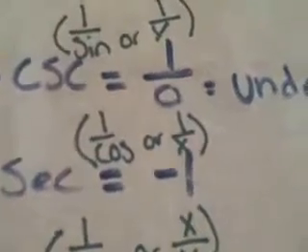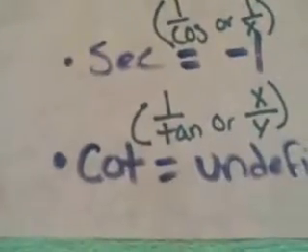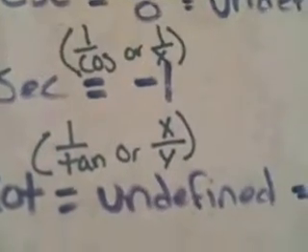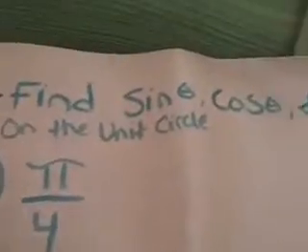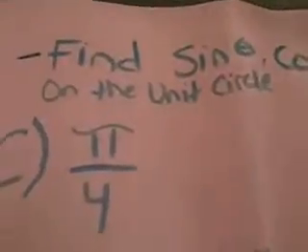Next we have tangent, which is y over x. So it equals 0 over -1, which equals 0. Cosecant, which is 1 over sine, or 1 over y, equals 1 over 0, which is undefined because, once again, there's no division by zero. For secant, it's 1 over cosine, or 1 over x, which equals -1. And for cotangent, which is 1 over tangent, or x over y, is also undefined because you cannot divide by 0. Next, we're going to do problem C, which deals with finding sine, cosine, and tangent on the unit circle.